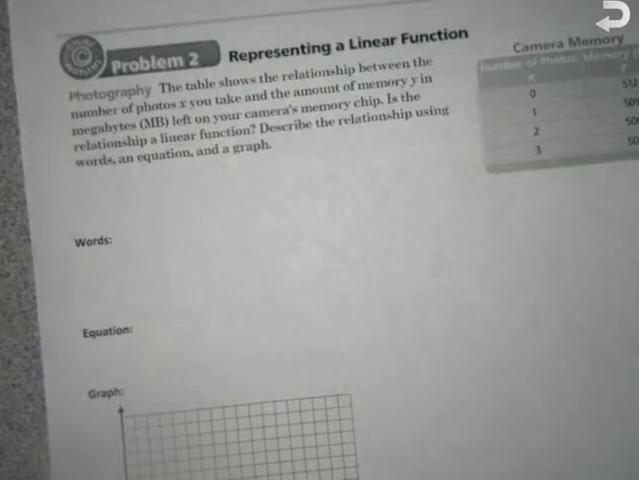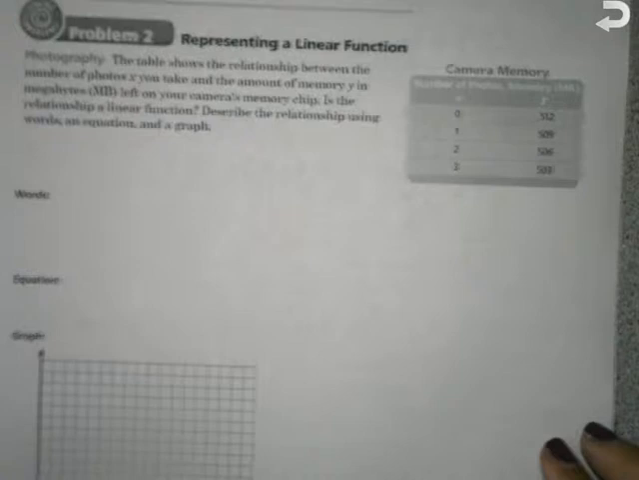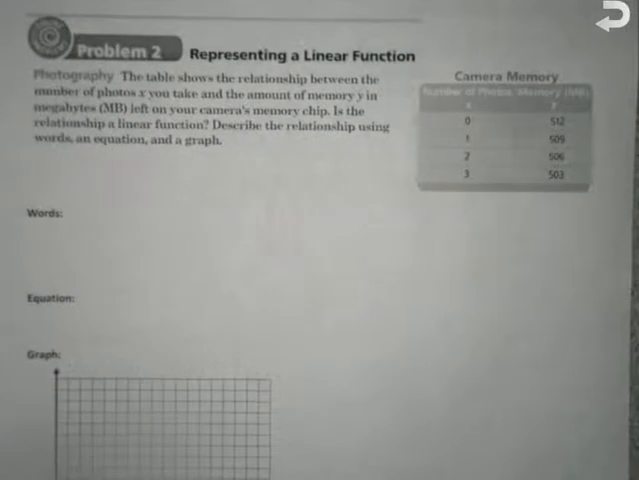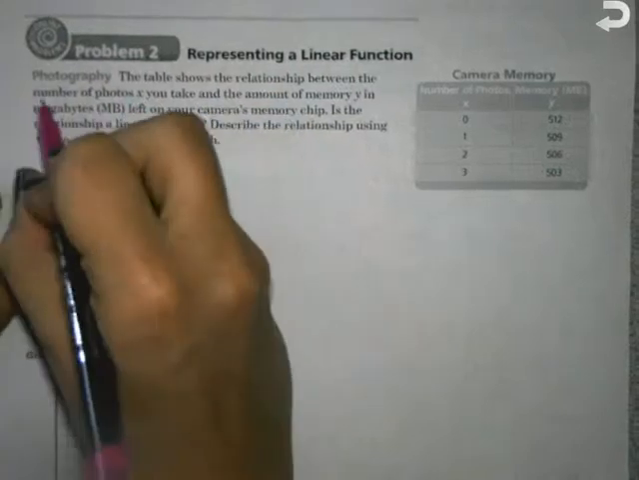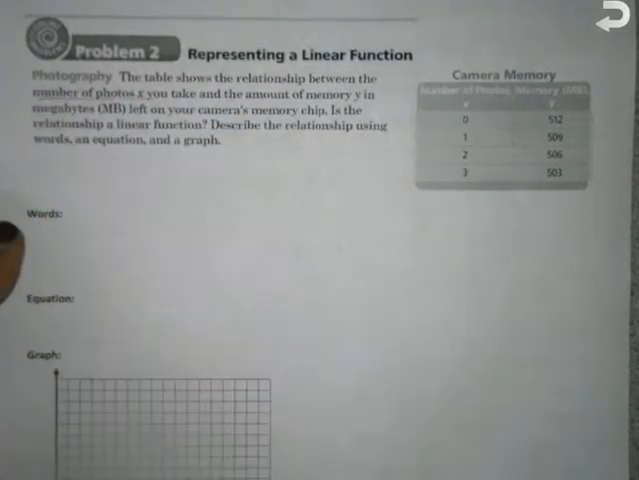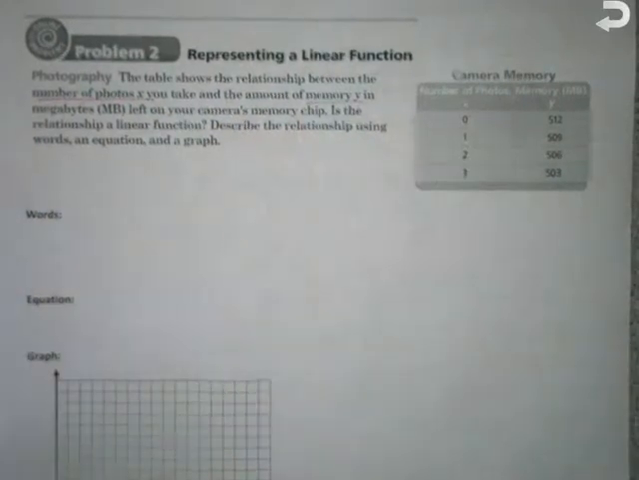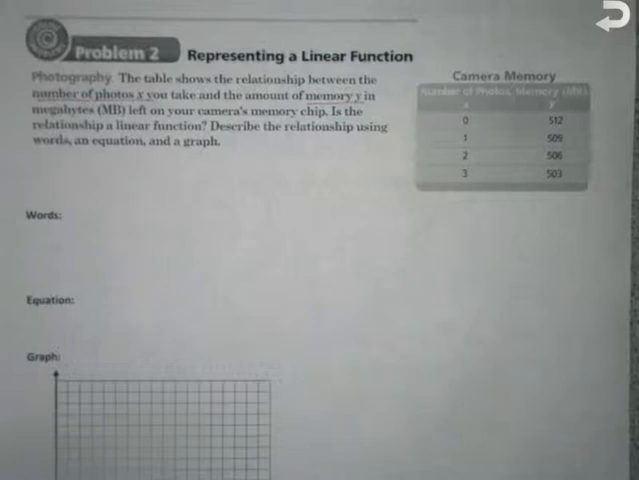Problem 2, we don't have to make a table. They actually give us the table. But let's read what the problem says. The table to the right shows the relationship between the number of photos, X, you have taken, and the amount of memory, Y, in megabytes left on your camera's memory chip. Is this a linear function? Describe the relationship using words, an equation, and a graph.